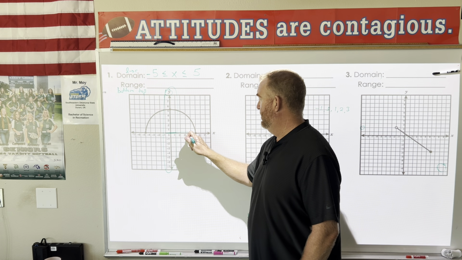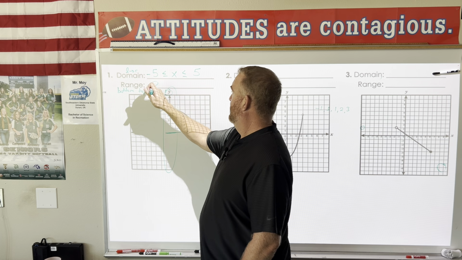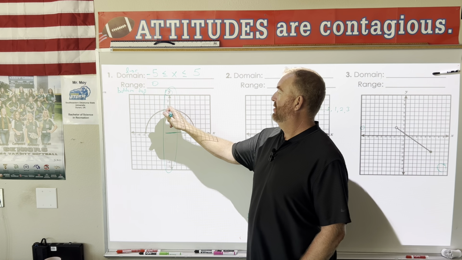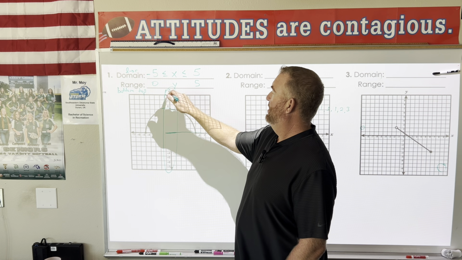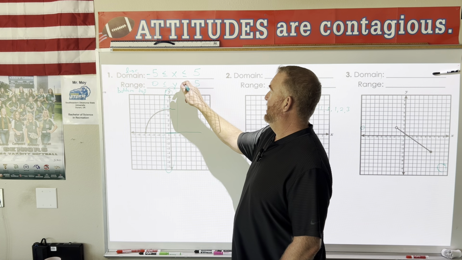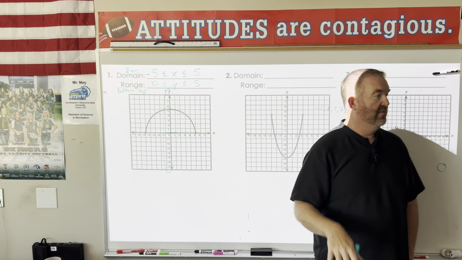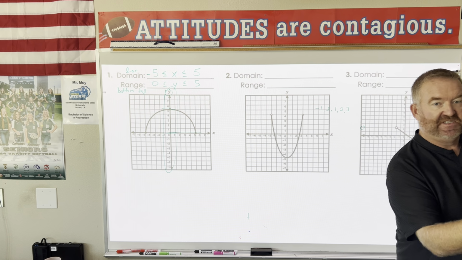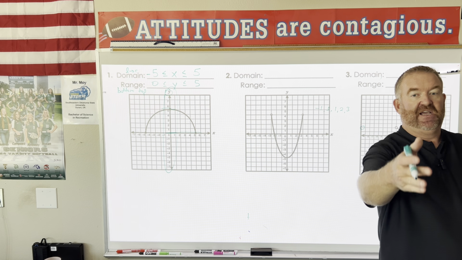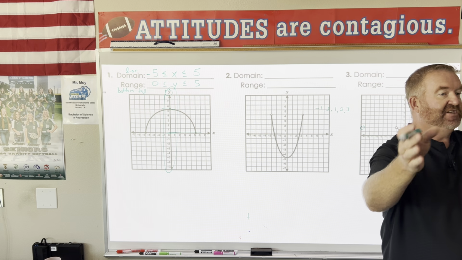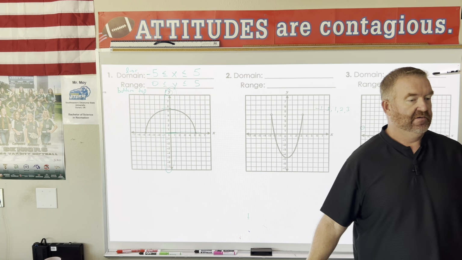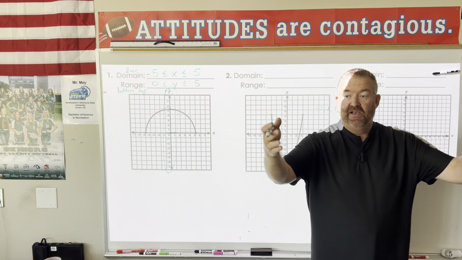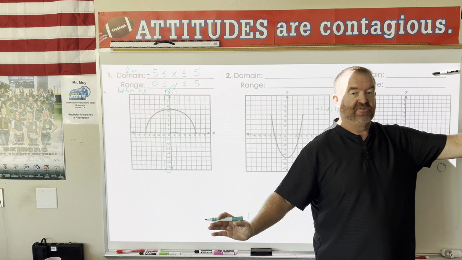Agreed? So 0. What's the highest point it gets to? 5. What letter is it? Y. And then I just do my arrows again. There it is. I'm done. So my range is from 0 to 5. My domain is from -5 to +5. That basically tells me how wide and how tall my graph is. That's all it is. How wide and how tall. That's what I'm trying to figure out.